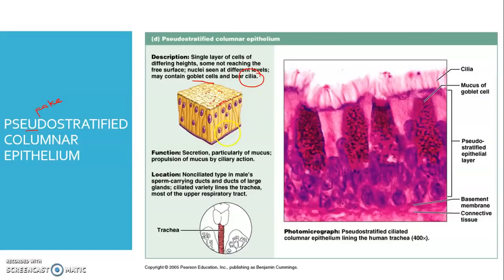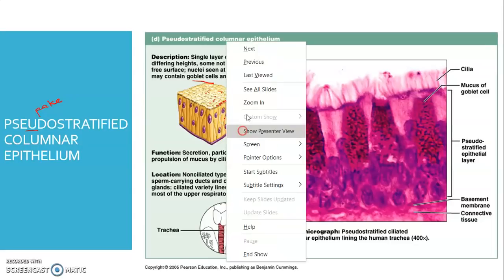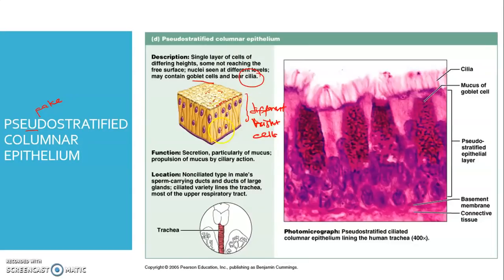You can see each of the columnar cells has a different height. Some of the cells only go up to here, and some of the cells go all the way from the basal to the apical surface, and some of the cells are not attached to the basal membrane. This is what we call the pseudostratified columnar epithelium.